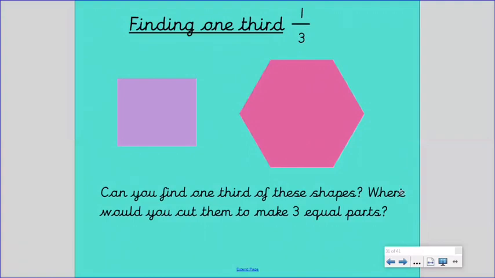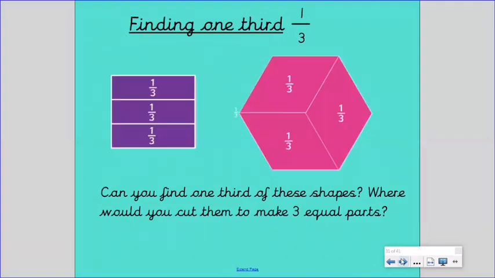Okay, you ready? Let's have a look. So here is how I would cut these shapes to form 3 equal parts. So for this one, I've gone from left to right to form 3 equal rectangles. Okay, you could have gone from top to bottom as well and had your rectangles the other way around.